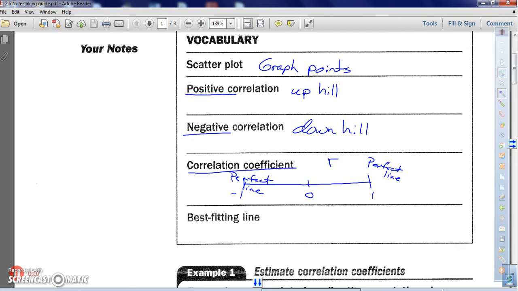Now oftentimes the points do not reflect a perfect line. It's somewhere between 0 and 1 or 0 and -1. And what we want to determine is what is the best fitting line for those points. In statistics this is called linear regression. That's what we're going to try to do in this section: find the equation of a best fitting line that correlates to data. Now let's take a look at example number 1.